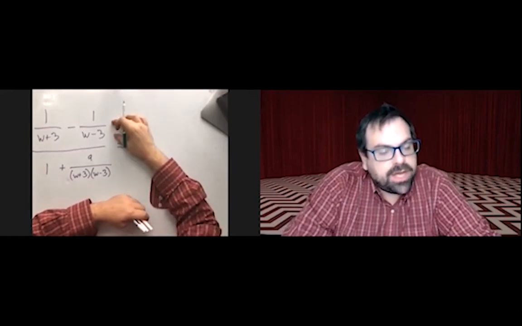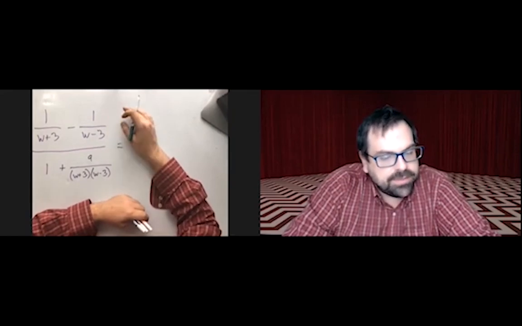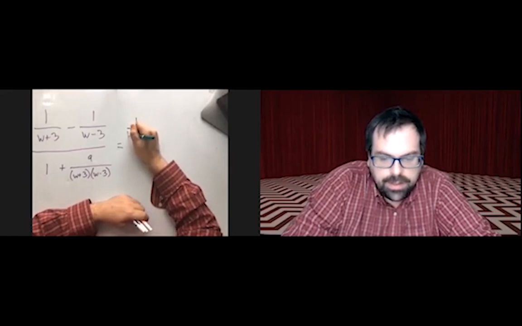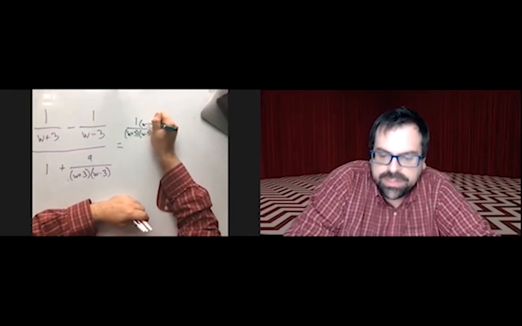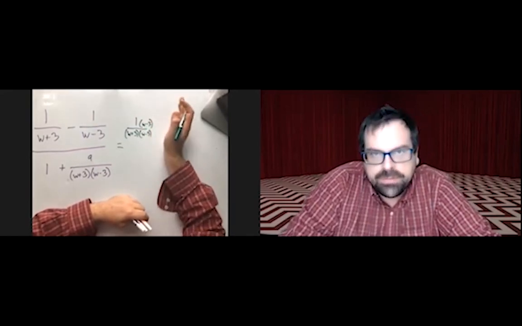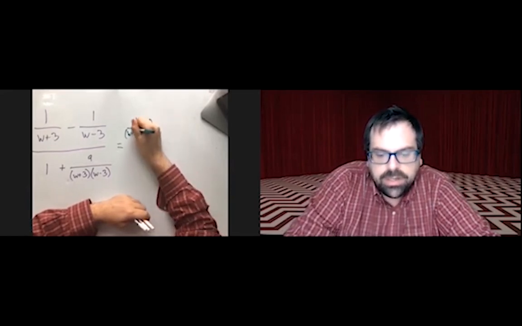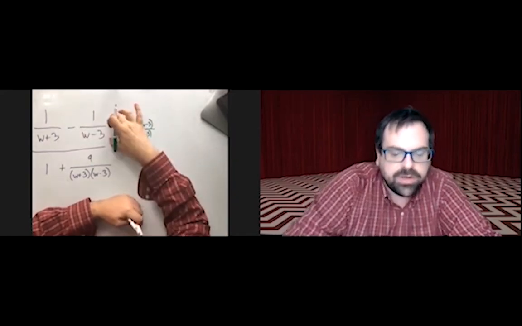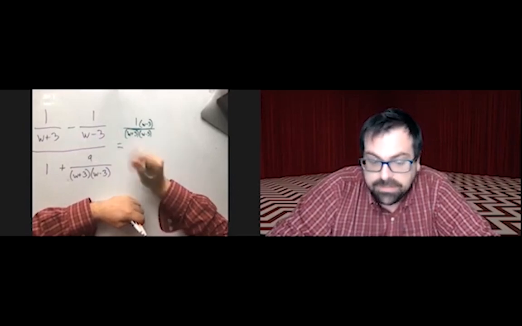The LCD of the top is going to be w plus 3 times w minus 3. So we already have the w plus 3. We're going to need w minus 3, which we have to put over itself. Remember, this one doesn't just go in the top. Here we're turning this into fraction over fraction, which means we have to make sure every fraction has the same denominator, and then simplify.